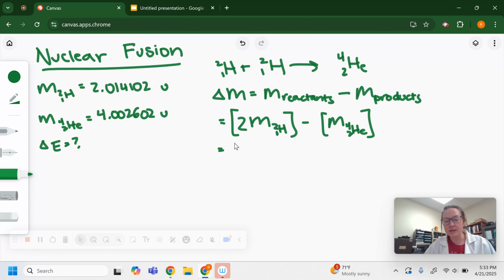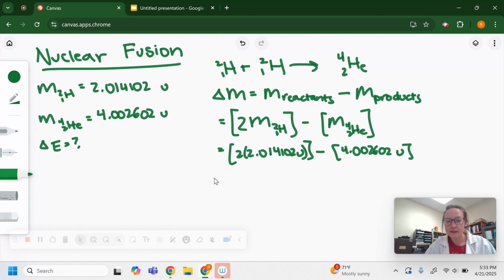Now we can plug in numbers to find the mass defect. When I plug in numbers, I get 2 times 2.01412 atomic mass units. And then on my product side, I got 4.002602 atomic mass units. Plug that into your calculator, and you get something like 0.025602 atomic mass units. But are we done?